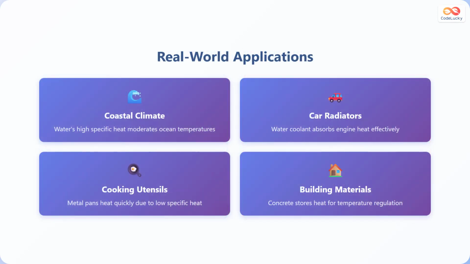Specific heat capacity has important real-world applications. In coastal climates, water's high specific heat helps moderate ocean temperatures, keeping coastal areas cooler in summer and warmer in winter. Car radiators use water as a coolant because it can absorb large amounts of engine heat effectively. Cooking utensils are made from metals because their low specific heat allows them to heat up quickly for efficient cooking. Building materials like concrete are chosen for their ability to store heat during the day and release it slowly at night, helping regulate indoor temperatures.